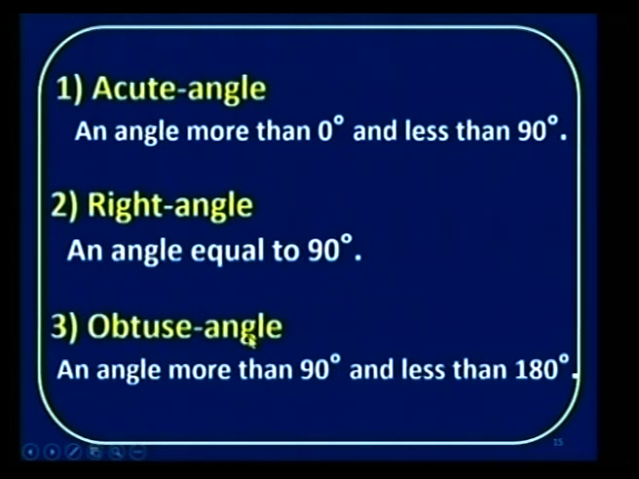Children, try to understand here. If it is between 0 and 90, we call it an acute angle. If it is equal to 90, we call it a right angle. If it is more than 90 and less than 180, we call it an obtuse angle. Can we call 100 an obtuse angle? Yes. Why? Because it is more than 90 and less than 180. Can we call 150 degrees an obtuse angle? Yes, because it is more than 90 degrees and less than 180 degrees.